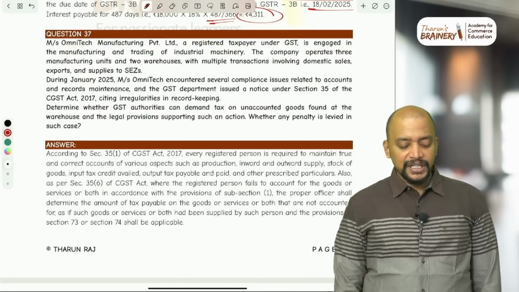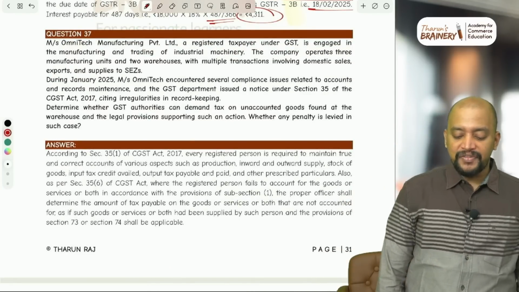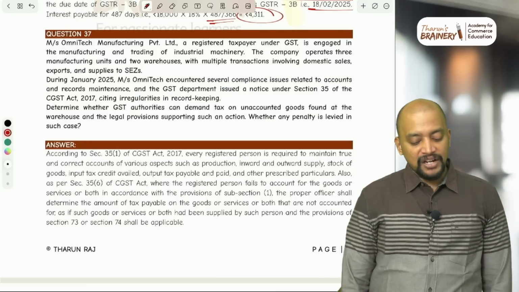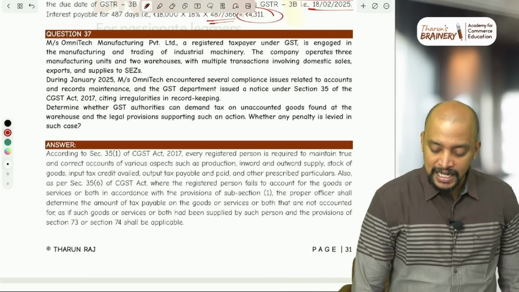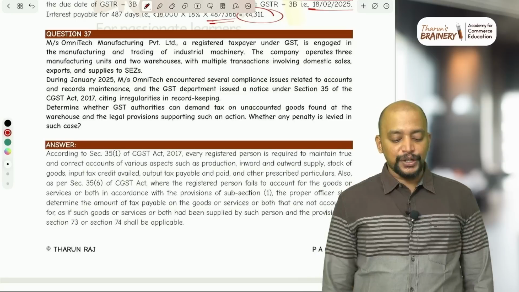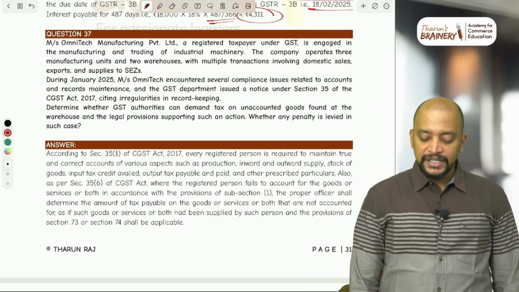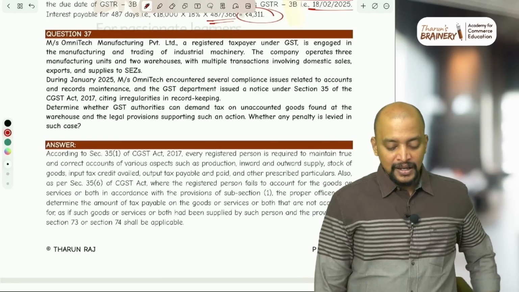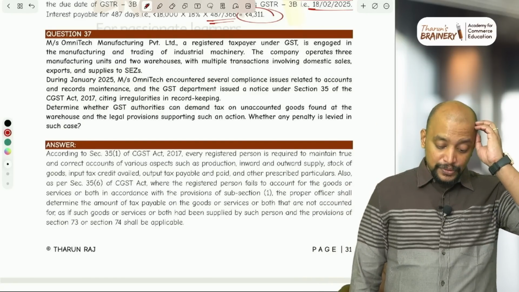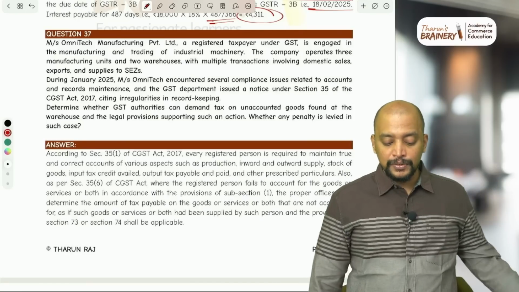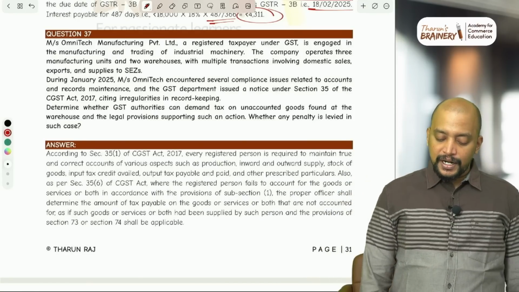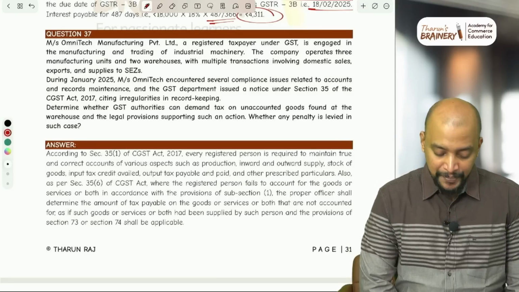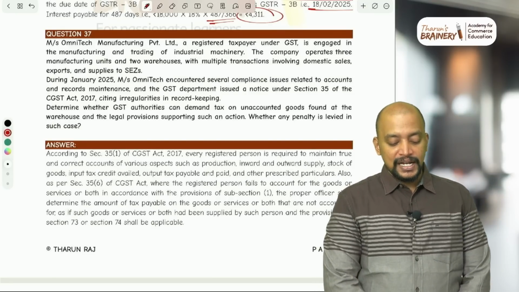Next, question number 37. Messrs. Omnitech Manufacturing Private Limited, a registered taxpayer under GST, is engaged in manufacturing and trading of industrial machinery. The company operates 3 manufacturing units and 2 warehouses with multiple transactions involving domestic sales and exports and supplies to SEZ. In January 2025, Messrs. Omnitech encountered several issues related to accounts and records maintenance, and the GST department issued a notice under section 35 of CGST Act citing irregularities in record keeping.